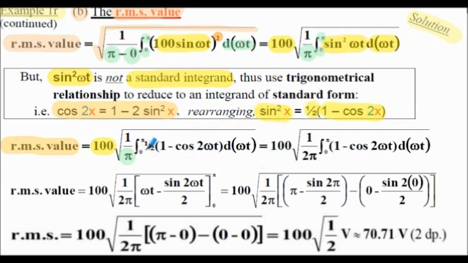We can then also bring the half outside of the integral, shown here. So we're now integrating the 1 minus cos 2 omega t with respect to omega t between our limits of 0 and pi. So integrating constant 1 with respect to omega t, that becomes omega t. That's like integrating 1 with respect to x, that becomes x. And integrating negative cos 2 omega t with respect to omega t, that becomes negative sine 2 omega t divided by 2.